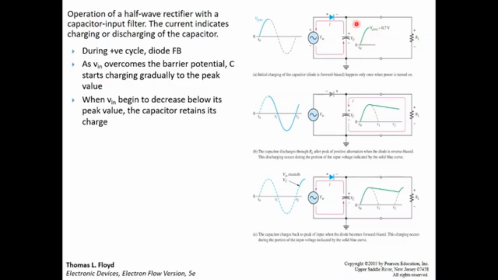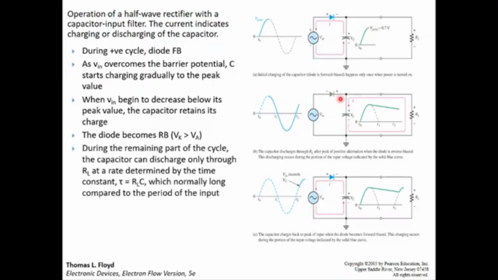Here the output will be this green waveform. When V in begins to decrease below its peak value, the capacitor retains its charge. The input voltage decreases from the peak value, but the capacitor already holds a voltage, so it will retain the charge. At the moment the diode is turned off, the capacitor acts like a DC source. It will provide a voltage and current to the load as it discharges. During the remaining part of the cycle, the capacitor can discharge only through RL at the rate determined by the time constant.